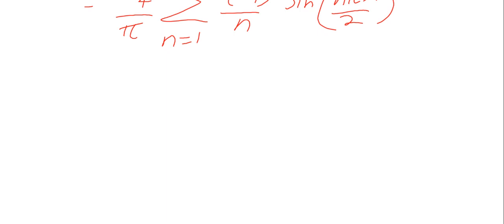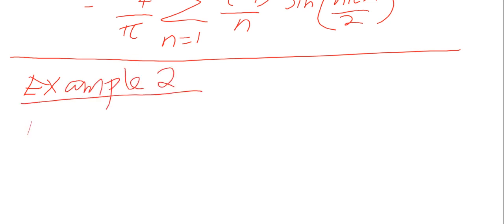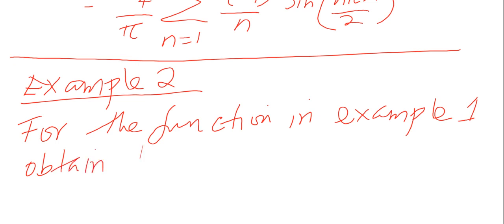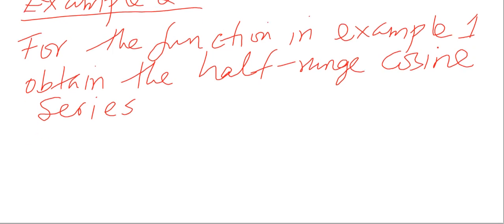Now, we can take the same function for the function in example one and obtain the half-range cosine series. This time we want to find the cosine series. Suppose we want to get the half-range cosine series. It is the same function.